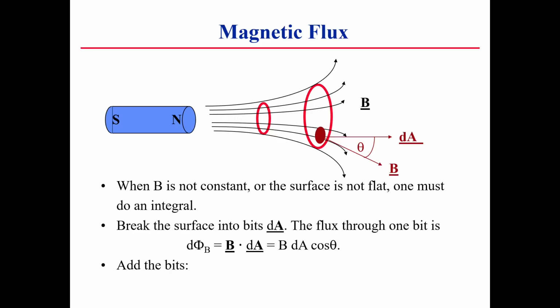And then let's go. This magnetic flux, I told you that when B is not constant, that means the value of the magnetic field is not constant.